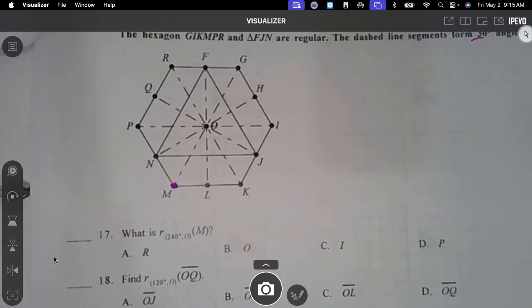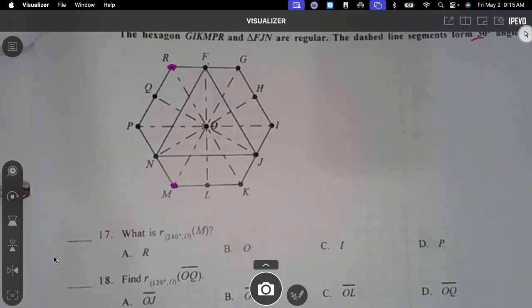So I'm going to count to 240. So I'm going to go over 30. Then what is the next one? 60, 90, 120, plus 30 is 150, 180, 210, 240. Okay, so where did I end up at? R. There's my answer, R. How are we with that?